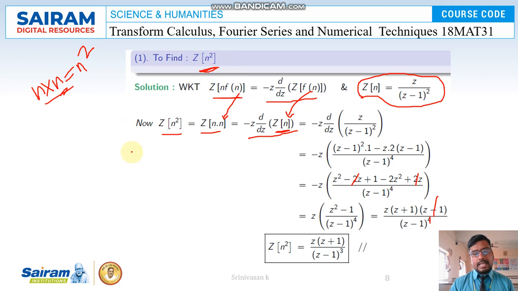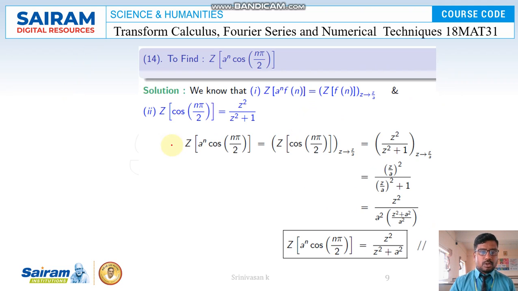Not only n square, n cube, n power 4, n power 5, every problem will be solved easily by using this property. The next one is to find Z of a power n cos(n pi by 2). The damping rule is Z[a power n f(n)] = F(z) with z replaced by z divided by a. So this is F of z by a, the meaning. The function is a power n into cos(n pi by 2). The value of Z of cos(n pi by 2) is z square divided by z square plus 1, and replacing z by z divided by a, we get the solution.